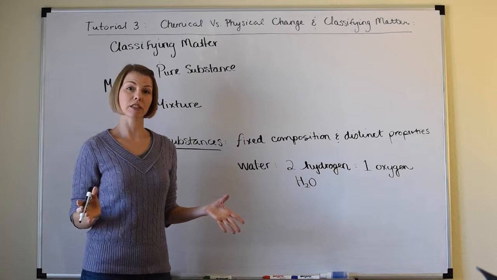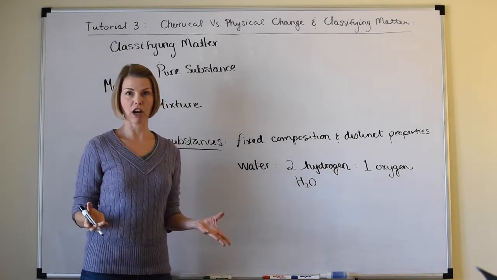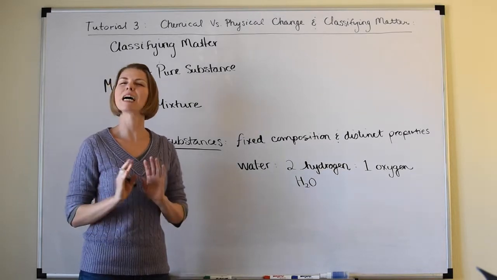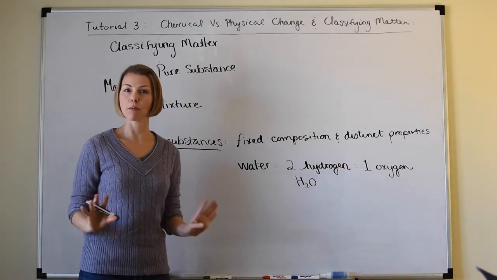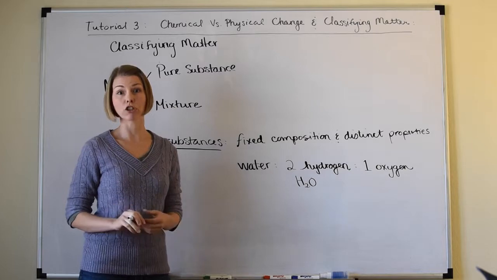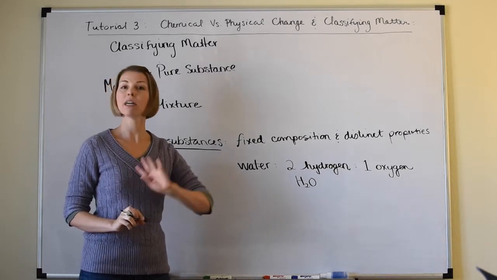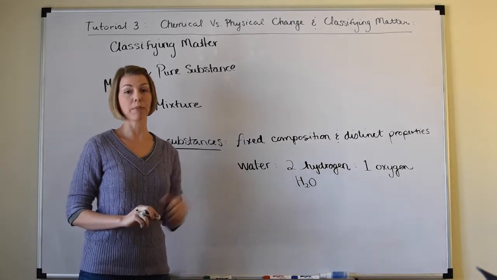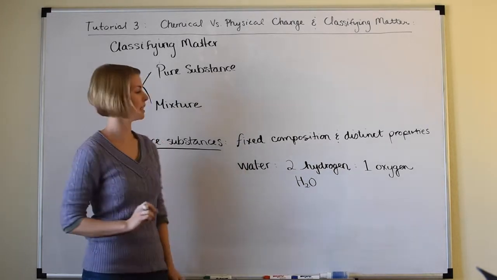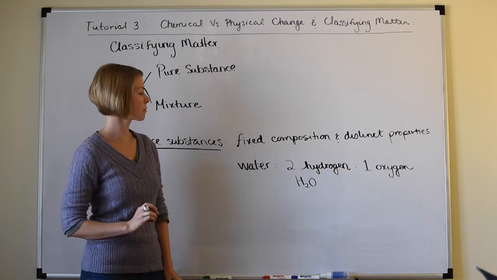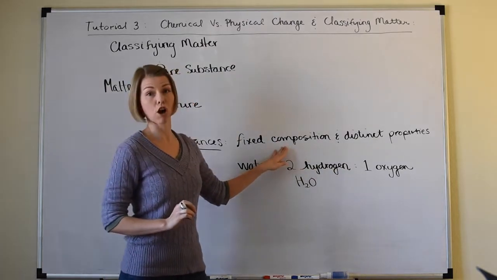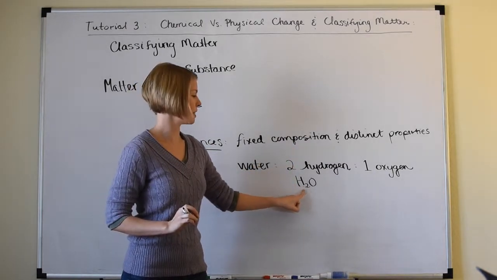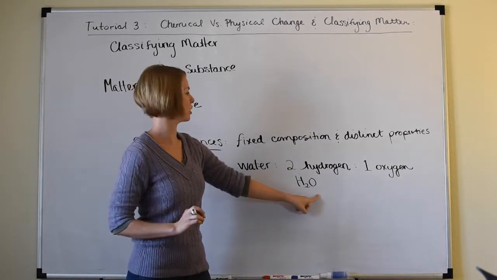A different substance might have a different ratio of hydrogen to oxygen, like let's say 2 hydrogen to 2 oxygen. That will be a completely different chemical substance. That would actually be hydrogen peroxide, and it would have completely different chemical and physical properties when compared to water, okay? Because it would be a completely different chemical substance. So that's what we mean by a fixed composition. Water, in order to be water, it's always got to be this ratio. It has a fixed composition.